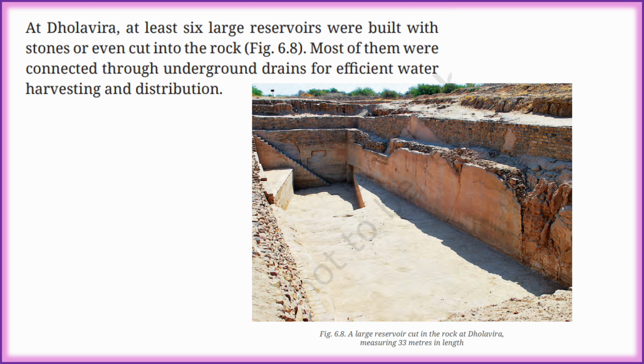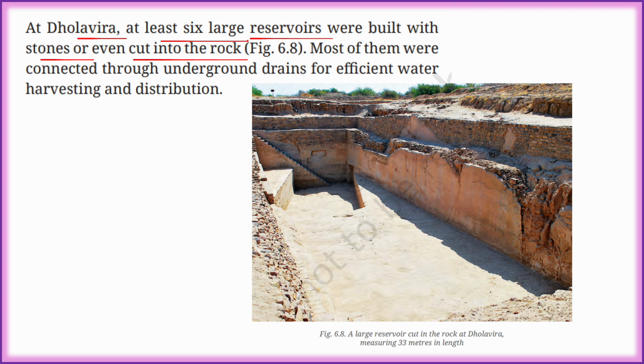At Dholavira, at least 6 large reservoirs were built with stones or even cut into the rock. Some were made with stones and some were carved inside rocks. Cut into the rock means carved out of stones or hills. So Dholavira had at least 6 large reservoirs.